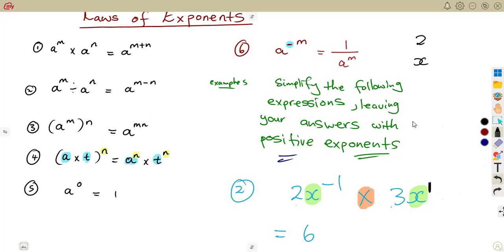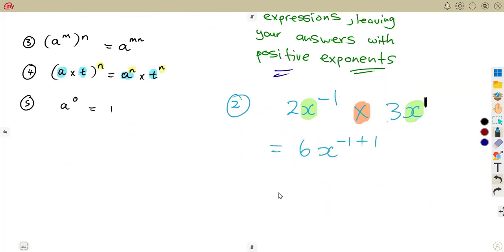So this is it, guys. You're going to add your exponents because you are multiplying the same bases. So that's x, and we add our exponents. So that's -1 plus 1, like this. All right, so what are we going to have at the end? 6x to the exponent of -1 plus 1. That's a 0. Can we leave our answer like this?